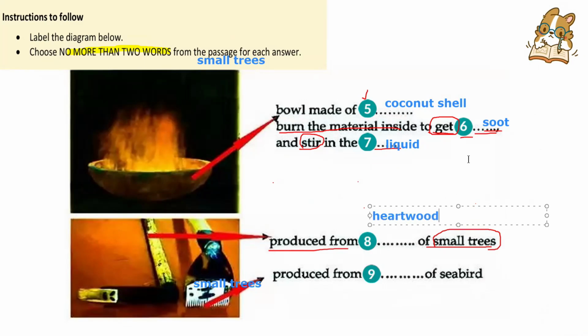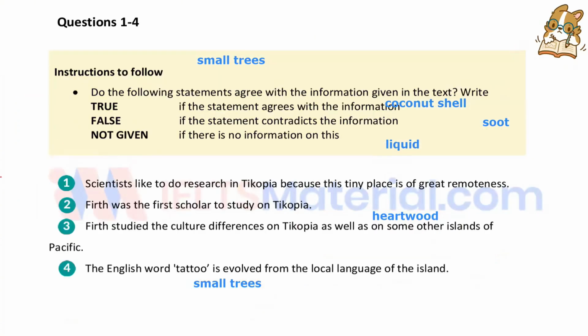Okay, now we are on to number 9. Produced from blank of seabird. This is really interesting. Okay, so the same as number 8, we have to look for a synonymous word of seabird or the word seabird itself. So it should be close to this number or this item. So produced from blank of seabird. Okay, so we have to find a word synonymous to seabird.